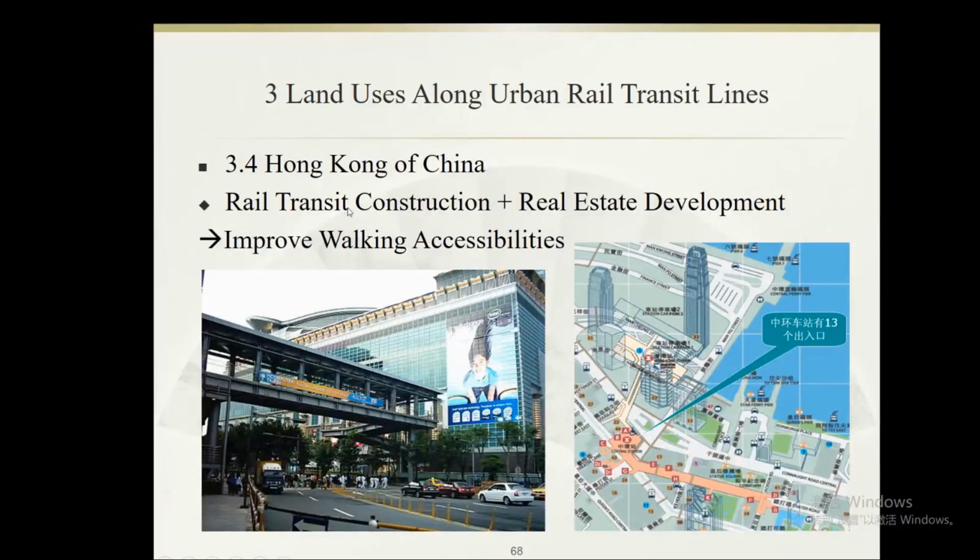Also, rail transit construction plus real estate development improved walking accessibility. You can see the bridges like this. And this is one metro station in Hong Kong. You see the buildings around are developed by this company, and the access goes directly into the buildings, on the ground or by utilizing the bridges. To make them integrated, integrating transport and work, integrating transport and living.